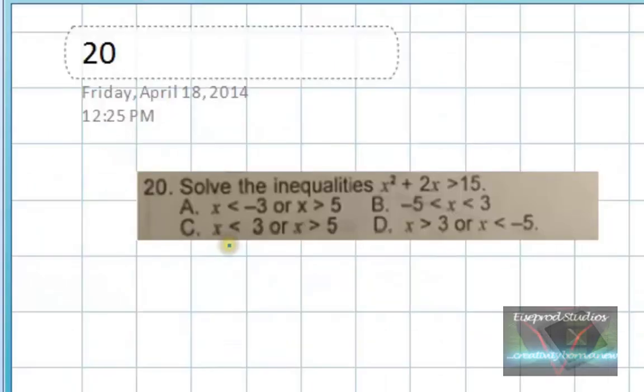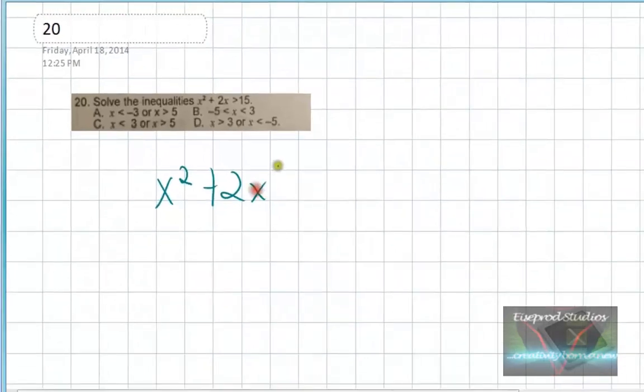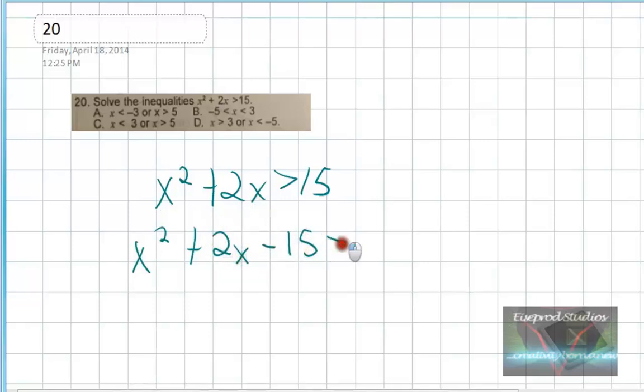Alright, so question 20 asks us to solve the inequality, and it gives us x squared plus 2x is greater than 15. Because of the x squared, it's not going to be as simple as isolating the variable, because we can't combine x squared and 2x. So what we have to do is make this into something that we can pull apart. So I'm going to subtract 15 from both sides. So now we have 0 over here.